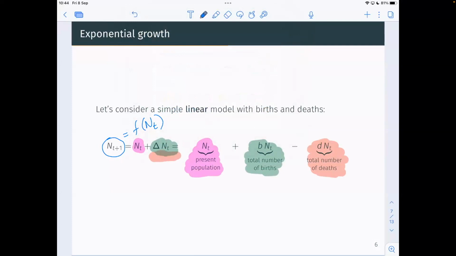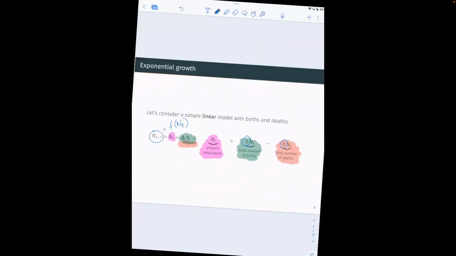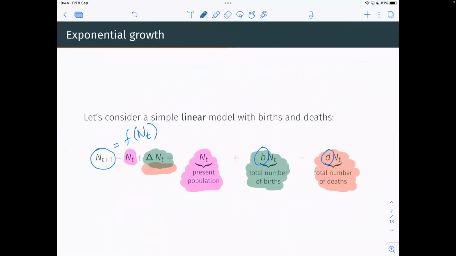And in this simple linear model, we're just going to say that we have a per capita birth rate B and a per capita death rate D. So each individual has a probability of dying D and produces a total number of individuals B.